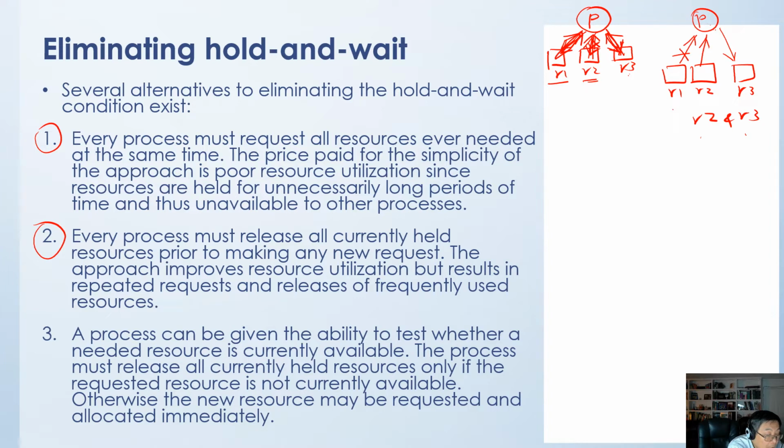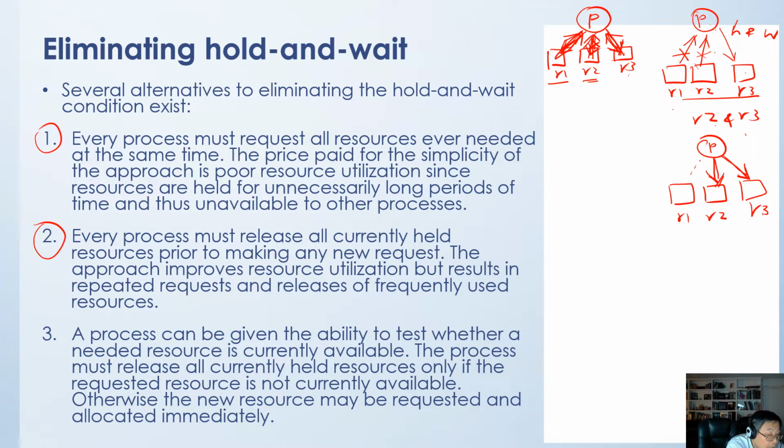What you need to do is release both resources, R1 and R2, and then you can make a request for R2 and R3. You cannot just release one and then say, oh, I need R2 anyway, so let's continue to hold R2 and request R3. That's the hold and wait situation, and we cannot allow this to happen. So we have to release both and make the request at the same time.